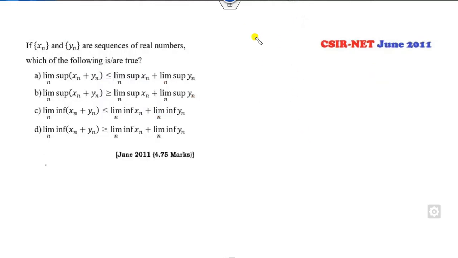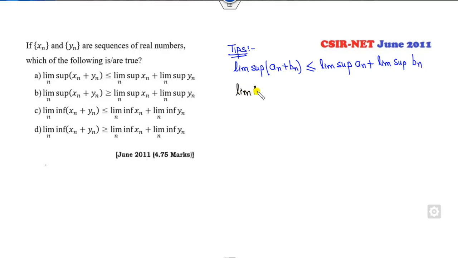Look at this another one. Whenever you want to find the relation between the infimum and the supremum, always say limsup of (an + bn) is always less than or equal to limsup an plus limsup bn. However, if you find the relation for the limit infimum of (an + bn), it must be greater than or equal to liminf an plus liminf bn.